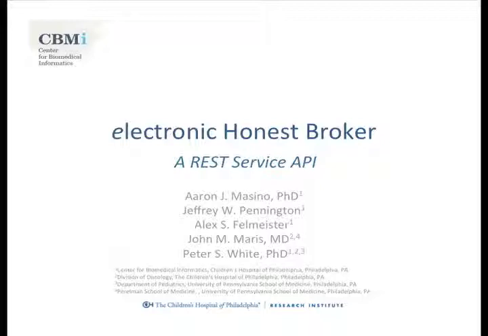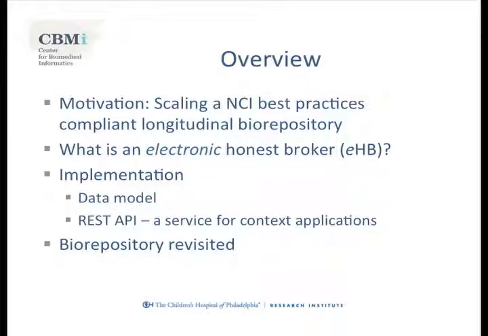So since I've previewed a little bit here, what I'm going to talk about, I'll go over the motivation of why we developed an electronic honest broker in the first place, in particular how it relates to some of our biorepository efforts at CHOP and the need to scale those up in an NCI best practices compliant manner. I'll give a little definition of what I mean by an electronic honest broker in this context. Of course, I'll talk about our implementation, the data model, the API service, and I'll come back to the biorepository portal and show how we're using our electronic honest broker.